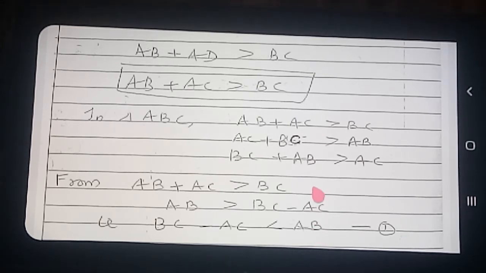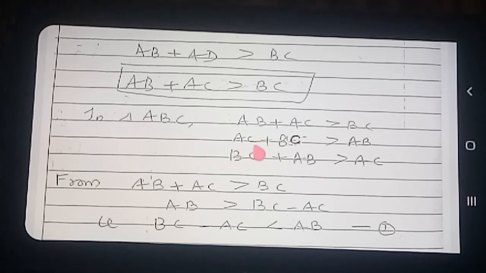3 is greater than 2, so which is the smaller one? 2 is less than 3. The same property we are applying here. AB is greater than BC minus AC, so BC minus AC is the smaller one. Therefore, reversing it, BC minus AC is less than AB. Keep it as equation number 1. Properly listen here: BC minus AC is less than AB.